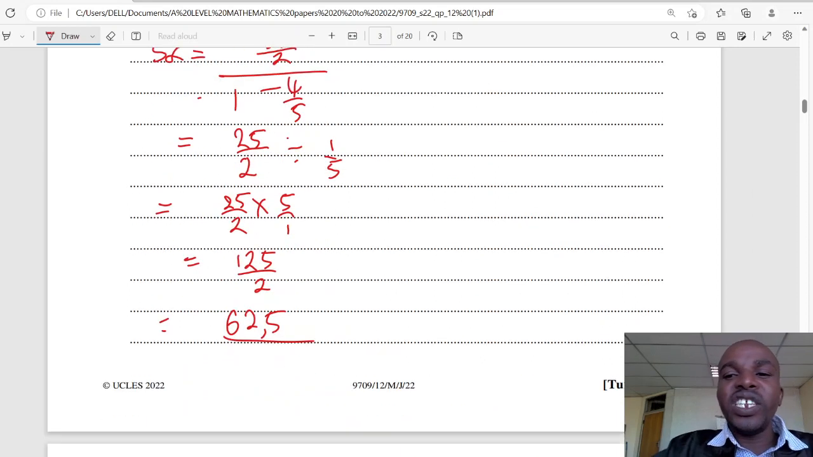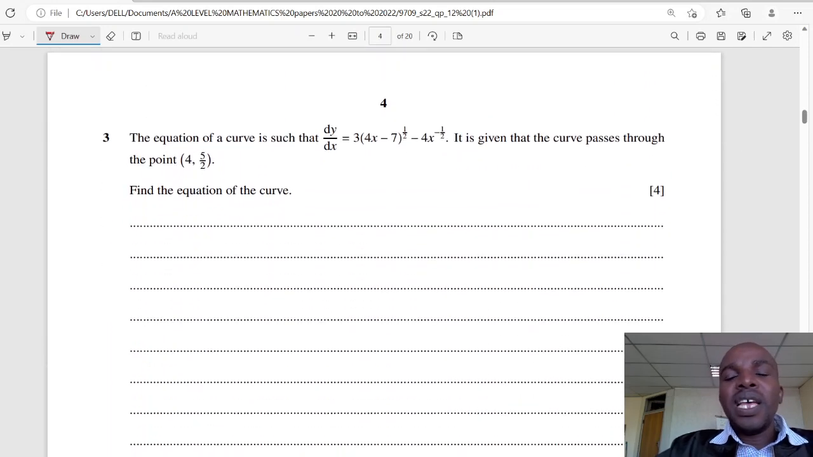That's the sum to infinity of this GP. Next, question number 3. The equation of the curve is such that dy/dx is given. It is given that the curve passes through the point (4, 5/2). So x equals 4 and y equals 5/2. That satisfies the equation of the curve. Then find the equation of the curve.